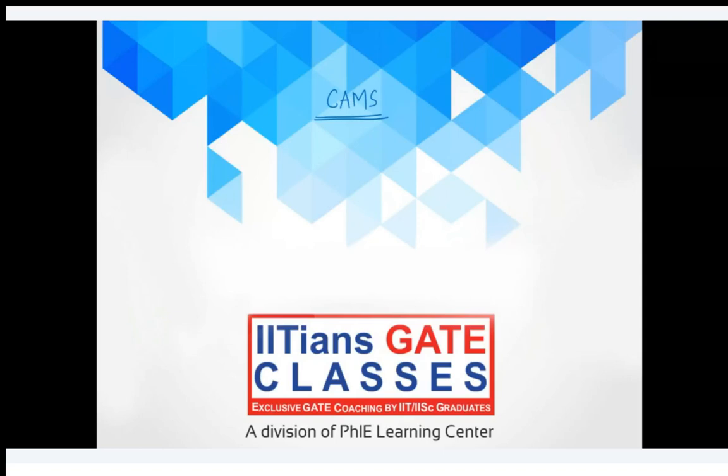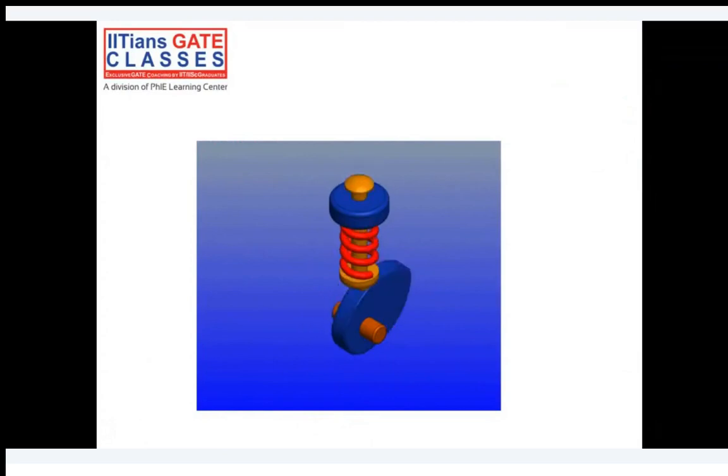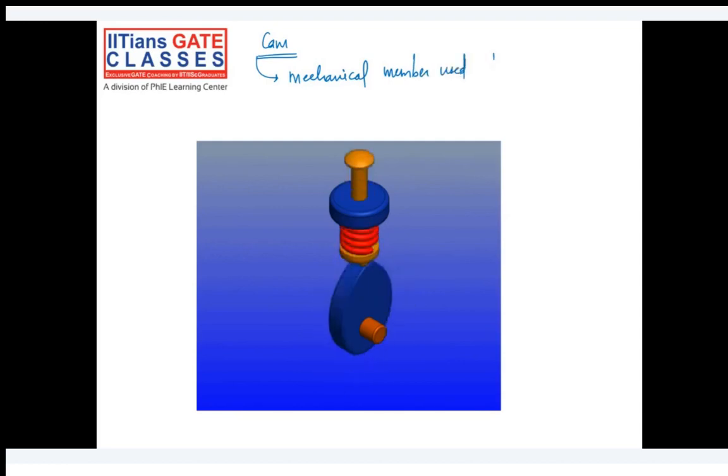So what does it mean? It means a cam is a mechanical member which is used to give a desired motion to the follower by direct contact. The word direct contact is very important. By means of direct contact, the desired motion is given to the follower by a mechanical member. That is called a cam. This is a small animation which you can see. As I mentioned, a cam is a mechanical member used to provide desired motion to the follower by direct contact.